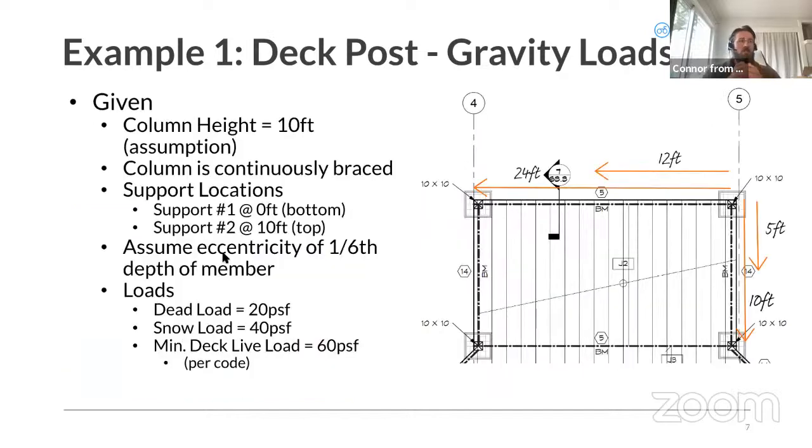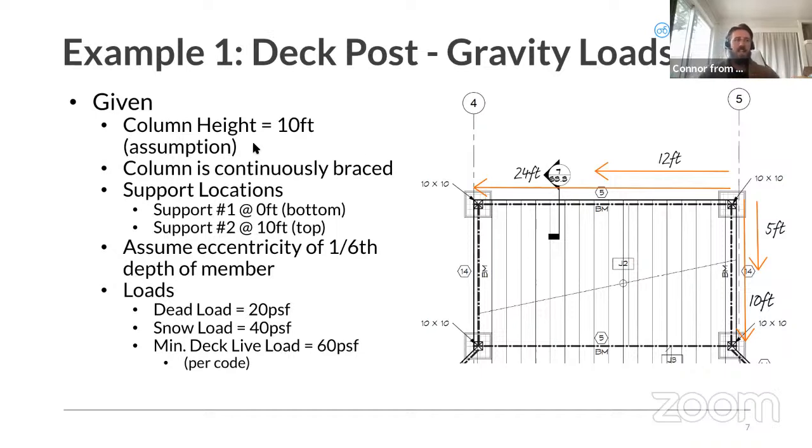All right, so for example 1, gravity loads, here's our given information from the drawings. Again, I just screenshotted it and put in some dimension information so that we don't have to do any back and forth between the spreadsheet and the slideshow, ClearCalcs, and the drawings. So we're going to say here that we have a column height, or a deck height, of 10 feet. This is just an assumption because the drawings didn't have elevations when I received them, so we're going to assume 10 feet. We're going to assume that our column is continuously braced.